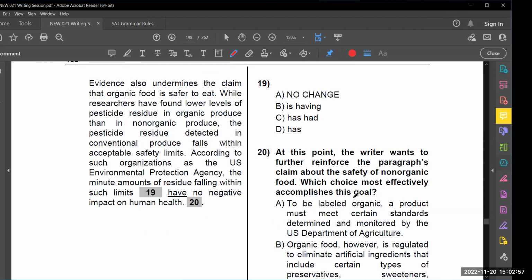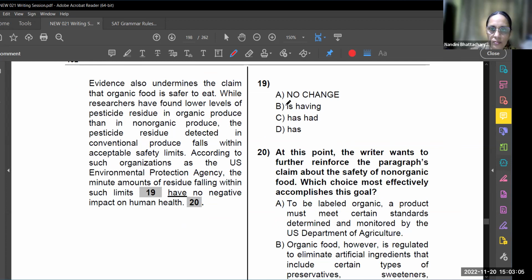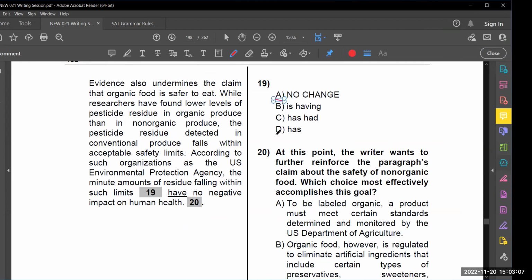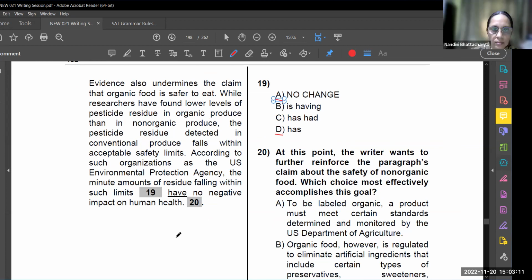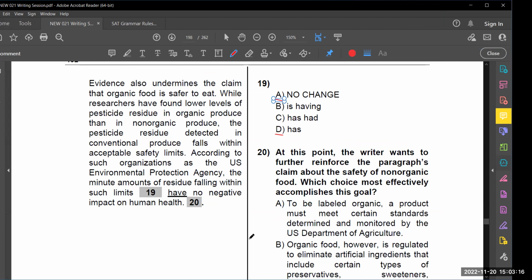D. A. We have D and we have A. Ma'am, here they're talking about Environmental Protection Agency, so that's like just one organization. So I feel that it should be A. Sorry, D. It should be D. Okay, have you read the entire sentence? Okay, let's read the entire sentence.